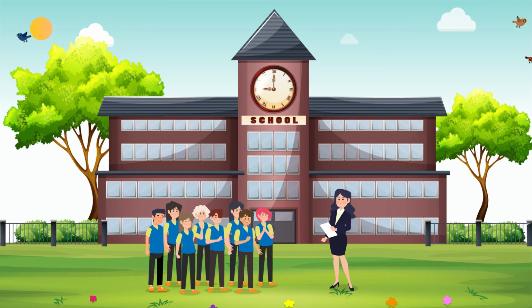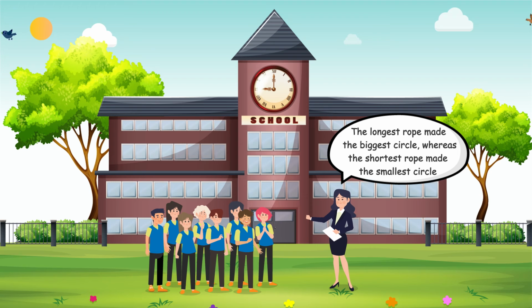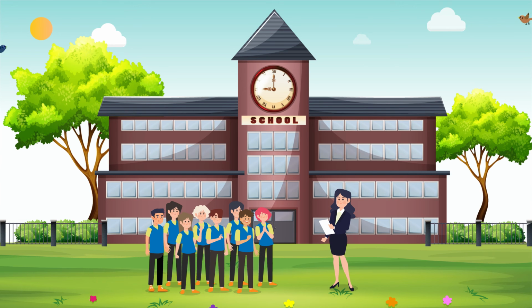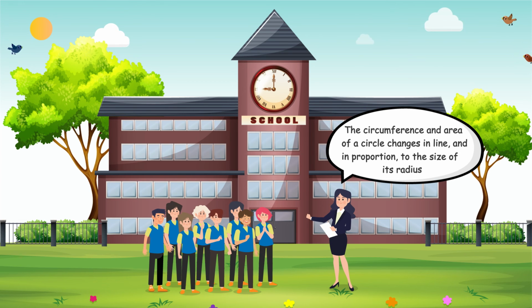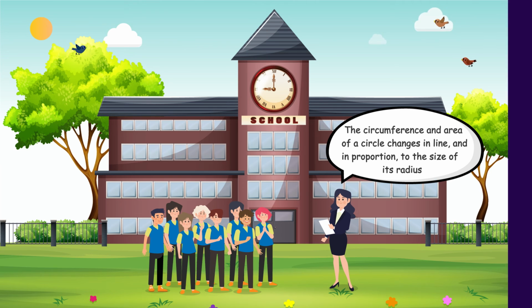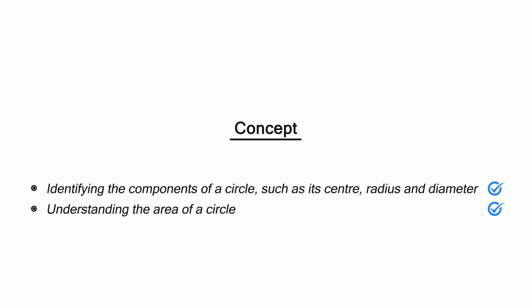We will then inform them that the longest rope made the biggest circle, whereas the shortest rope made the smallest circle. Conclude by informing the students that the circumference and area of a circle changes in line and in proportion to the size of its radius. Thus, with that, the students will now have a better understanding of the various components of a circle.